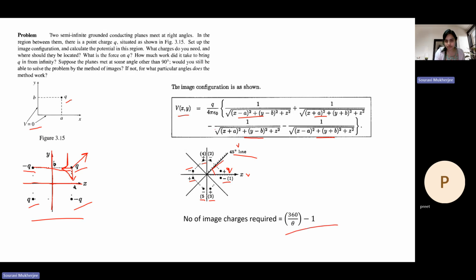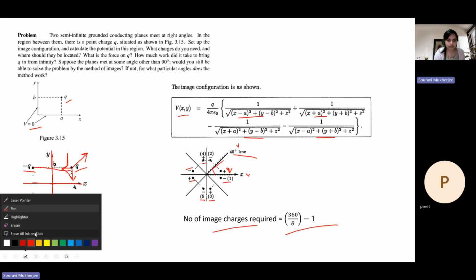If the angle between the two surfaces is theta, suppose in the first case it was 90, you needed 3 image charges. While here, how many do you need? 1, 2, 3, 4, 5, 6, 7, right? So 45, 360 by 45, 8 minus 1, which is 7. So the general relation of the number of charges required for this kind of problem, where theta is the angle between the two surfaces, is given by this relation.